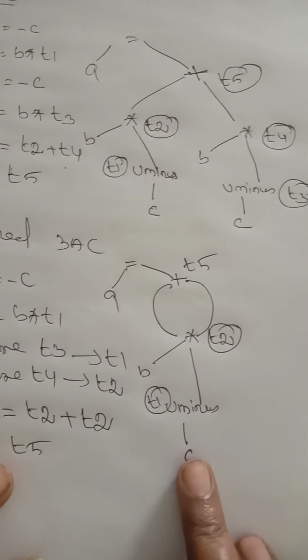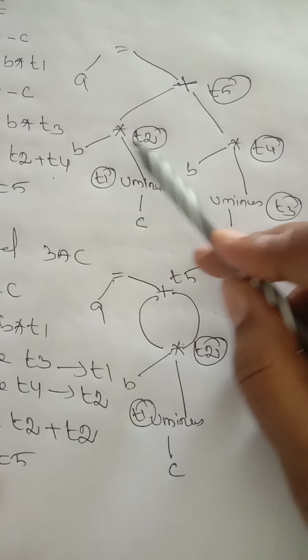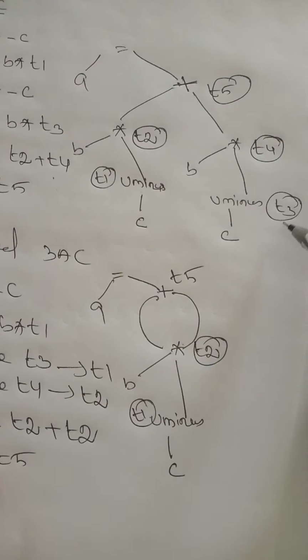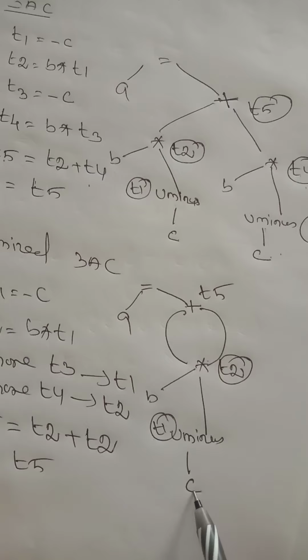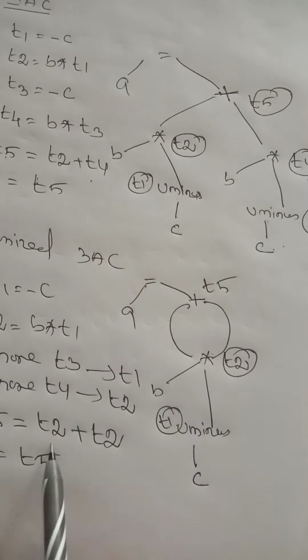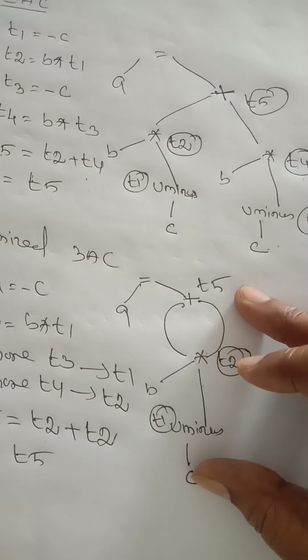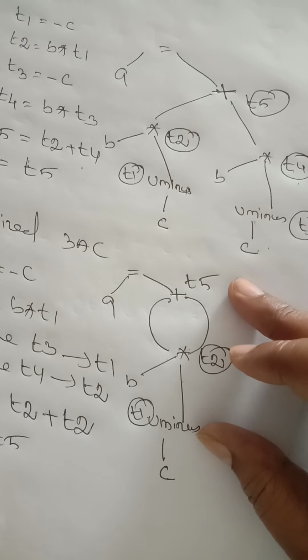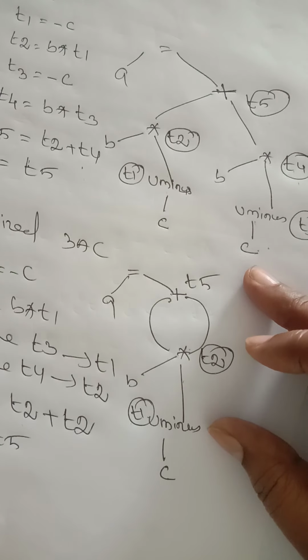This is the normal syntax tree. Here T1 equal to unary minus C, T2 equal to B into T1, T3 equal to unary minus C, T4 equal to B into this, T5 equal to T2 plus T4, then A equal to T5. In the optimized version, T1 equal to unary minus C, T2 equal to B into T1, T5 equal to T2 plus T2, then A equal to T5. That's all. This way of optimization will improve the compiler efficiency. Thank you.